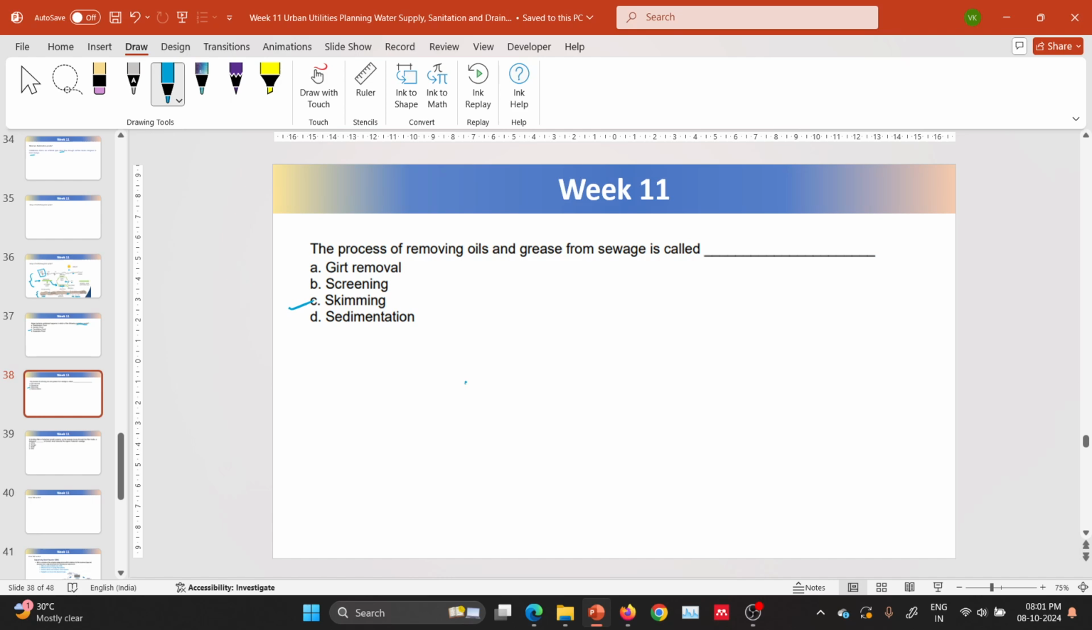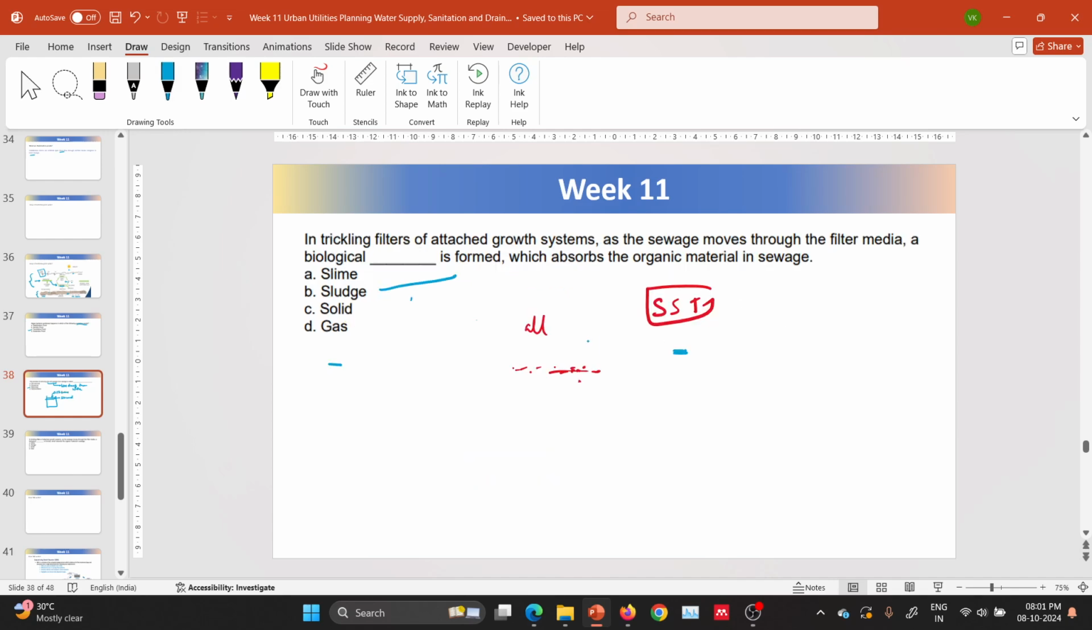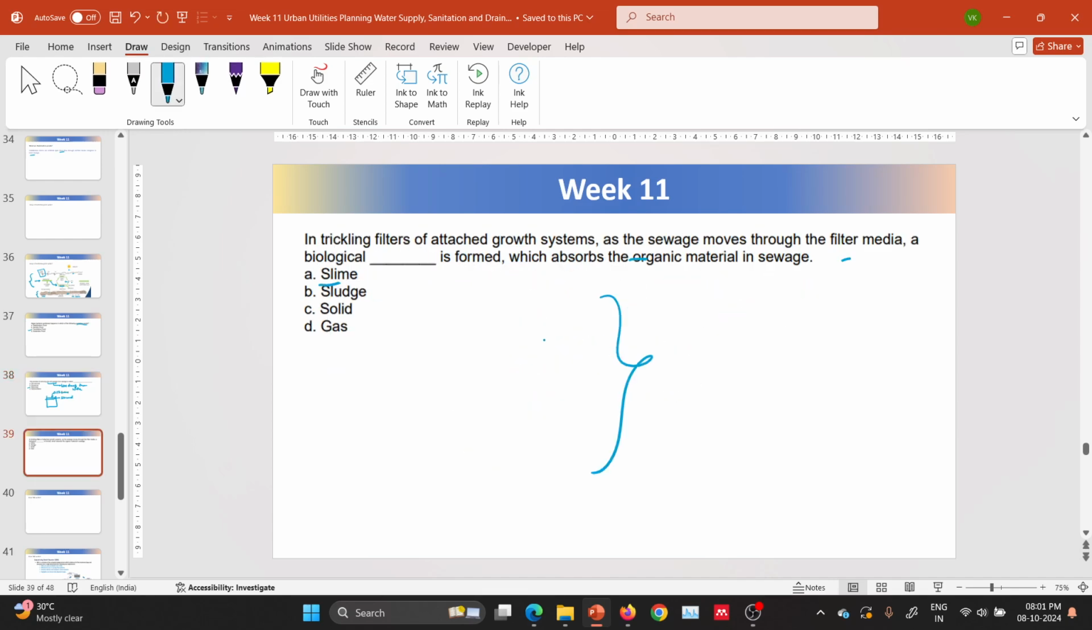The process of removing oil and grease from sewage is called skimming. So what happens in a skimming tank? Oil and grease are lighter. They have less density than water. So they will float on the surface and they can be skimmed off. These are oil and grease. So skimming tanks are provided for these things.